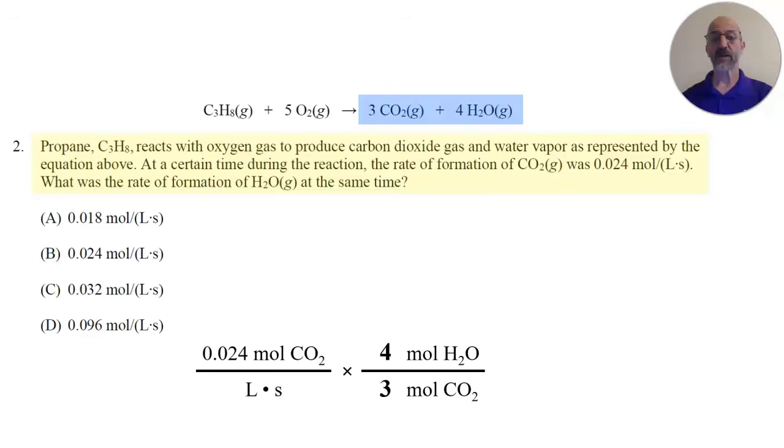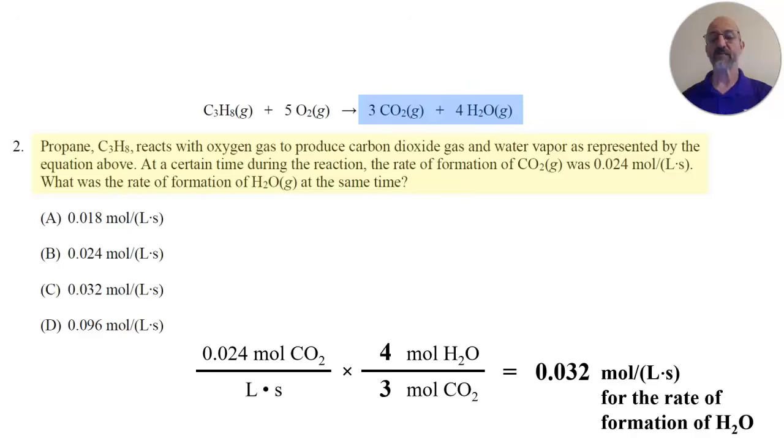Now, when I pick up my calculator, it's going to be 0.024 times 4 divided by 3. And then that gives me a numerical answer of 0.032, but what are my units? Now it's going to be moles of H2O per liter per second. So I have just determined the rate of formation of water at that particular time in the reaction. So the correct answer to question 2 is choice C, 0.032 moles per liter per second for the rate of formation of water at that particular time.